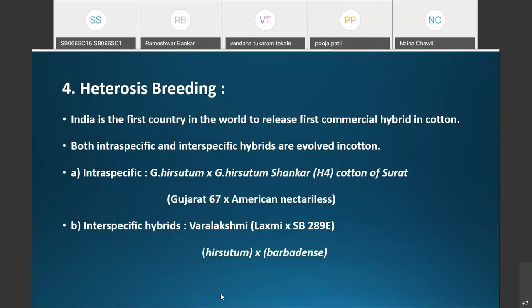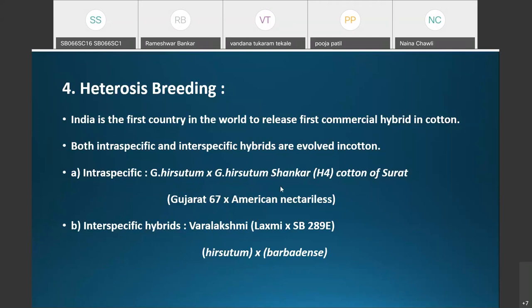In the intra-specific hybrid, intra-specific means what? These are varieties of the same species. Here you can see Gossypium hirsutum: Gujarat 67 and American Nectariless. The crosses are made between these two varieties, but both are Gossypium hirsutum, which means they are varieties in the same species. The crosses are between the same species. That's why it is said to be intra-specific.